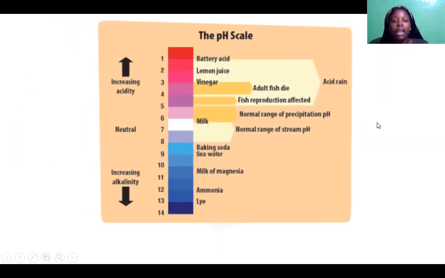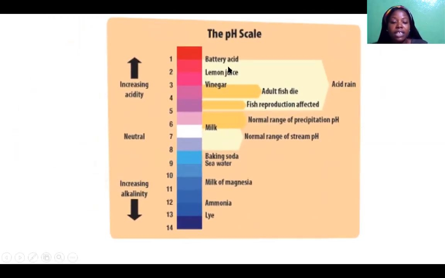Now next, we look at another pH scale. You see increasing acidity. Battery acid is very acidic. Lemon and vinegar. You see, acid rain is as a result of the pH of the water being between 2 to 5. Then the normal range of precipitation pH, milk which is 6. Normal range of stream pH. Remember, water is neutral. So water should have a pH of 7. Baking soda, seawater, milk of magnesia, ammonia, and lye. So different substances with their various pH.